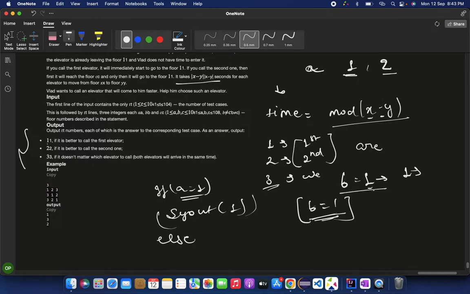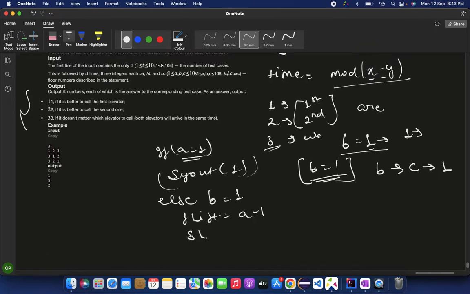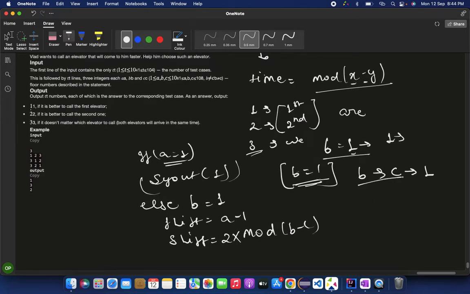If b is 1, then the lift will be going from b to c, then it will be returning from c to 1. So if b equals 1, the first lift will take the time of a minus 1, and the second lift will take the time of mod of b minus c into 2. Why 2? Because it will be going from b to c, then again returning from c to 1.